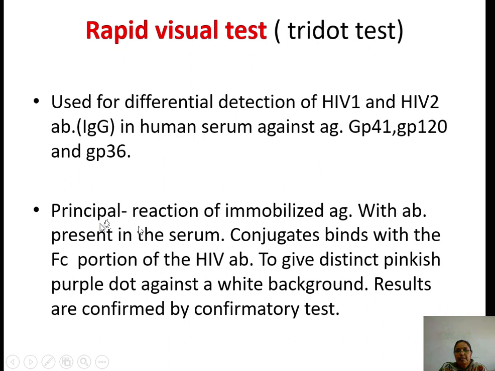Now the principle is the reaction of immobilized antigen with antibody present in the serum. The conjugate binds with the Fc portion of the HIV antibody to give a distinct pinkish purple dot against a white background, and results are confirmed by the confirmatory test. So it can be used as a primary screening test.